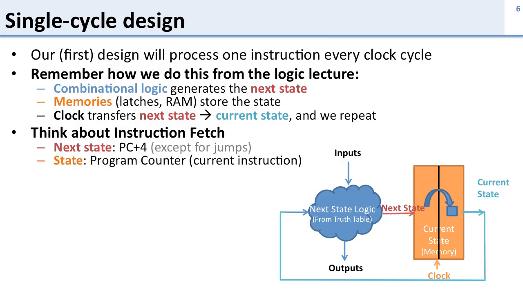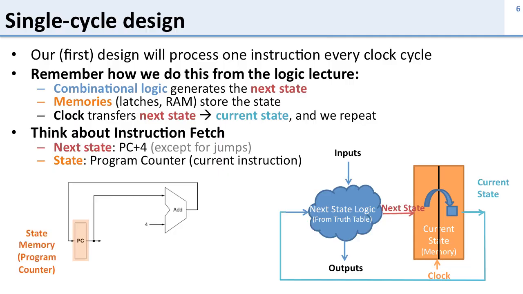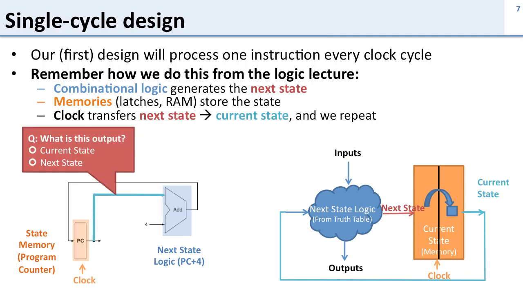And what's our current state? Well, our current state is our program counter. That's the instruction we're on currently. So here's a picture of that. We have our program counter, that's our current state, and we have an adder, which is going to calculate our next state. So here's our next state logic. It's just an adder. It takes the current state and adds 4 to it. And of course we have the clock, which goes into the program counter.